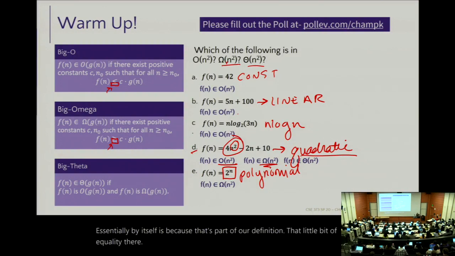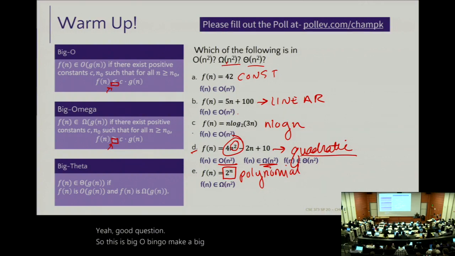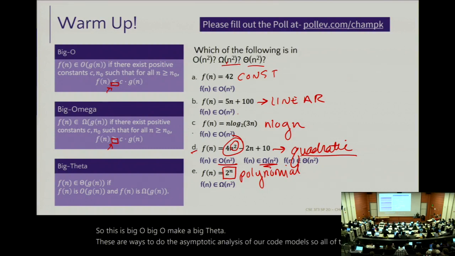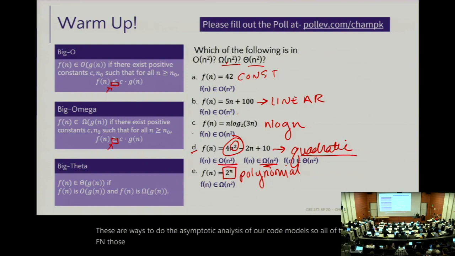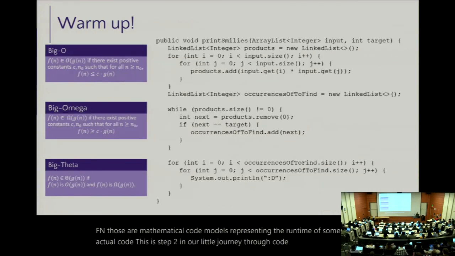Yeah, good question. Okay, so this is big O, big omega, big theta. These are ways to do the asymptotic analysis of our code models. So all of these f of n's are mathematical code models representing the runtime of some actual code. This is step 2 in our little journey through code analysis. Step 1 was writing a code model.